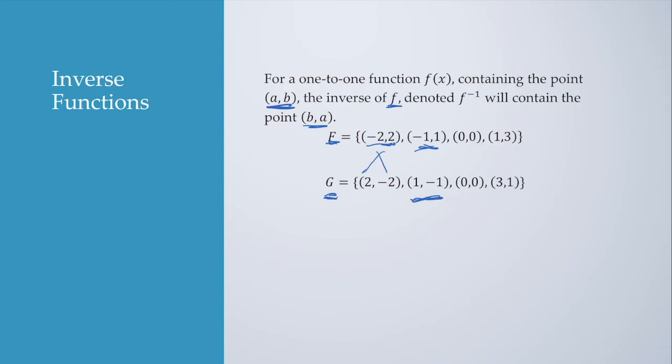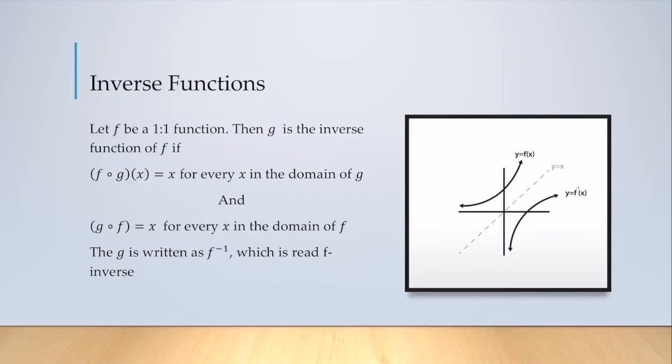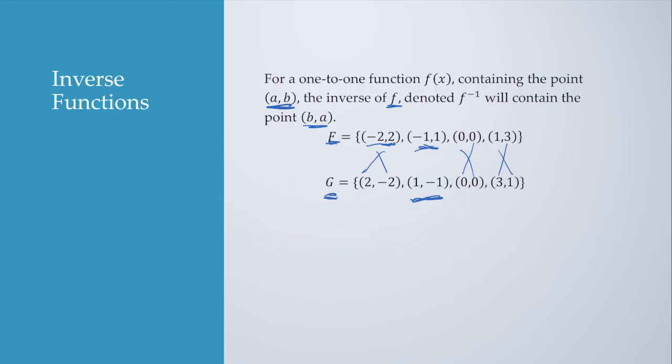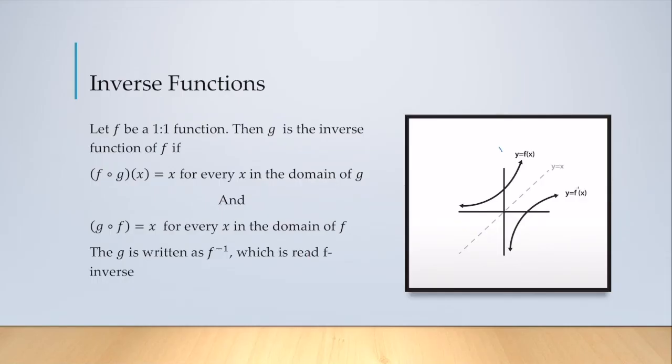That's one way to think about it. I've got 0, 0. I've got the coordinate pair 1, 3, and then the coordinate pair 3, 1. So they're all switching places. Let f be a one-to-one function. If you have a one-to-one function, it's going to have an inverse. It has to be one-to-one. That's why we introduced that property.